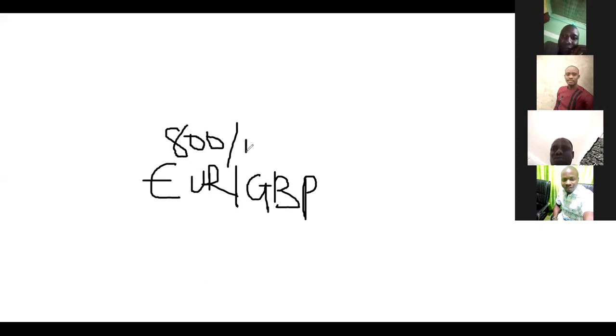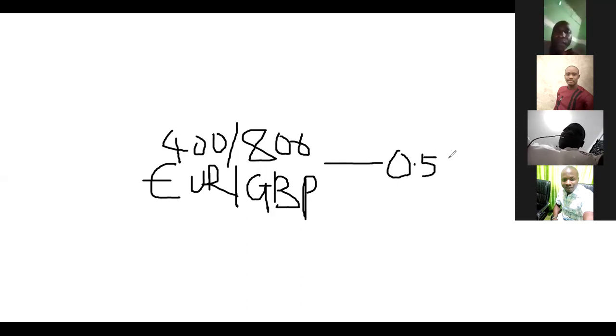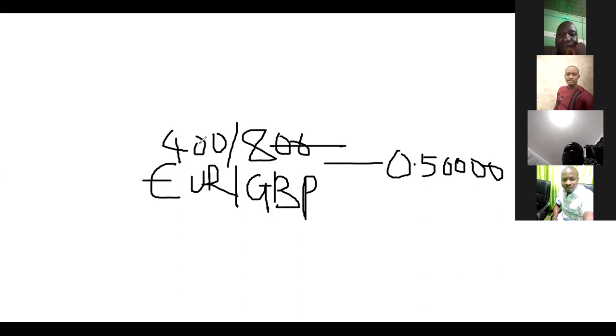And let's say GBP is 400. I'm assuming these values. Of course, you know GBP can't be 400. Let's say this is 400, and this is 800. I said this exchange rate will give you 0.500. You agree with me? Why will it give you 0.500? Because zeros cancel zeros. 4 over 1, 4 over 2. 1 divided by 2 is what? 0.5. Do you agree with me?